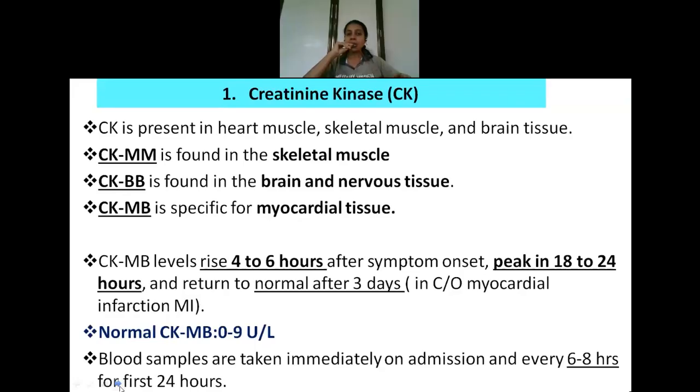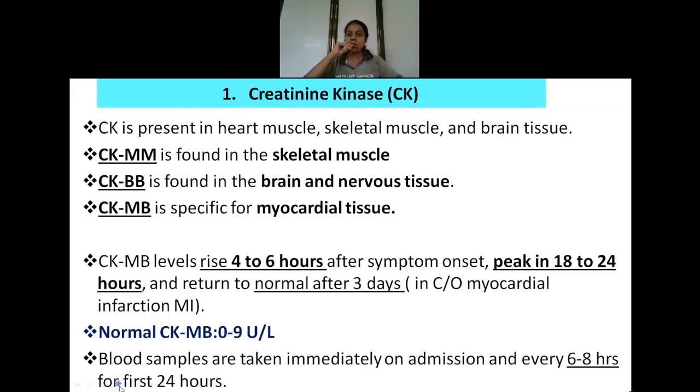Now, I told you that creatinine kinase is found in the skeletal muscle, in the heart muscle, and in the brain tissue. CKMM is found in the skeletal muscle. CKBB is seen in the brain. The creatinine kinase enzyme seen when there is damage to the myocardium is CKMB. So always remember, in creatinine kinase, the cardiac specific enzyme is CKMB. Only CKMB is considered to be cardiac specific.